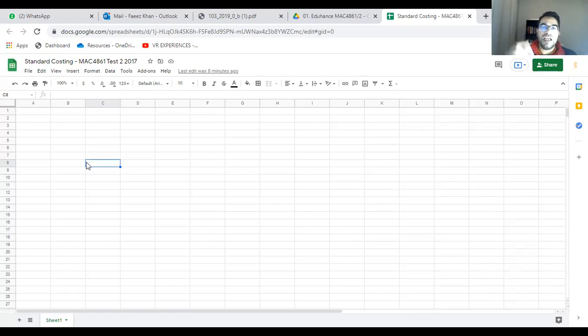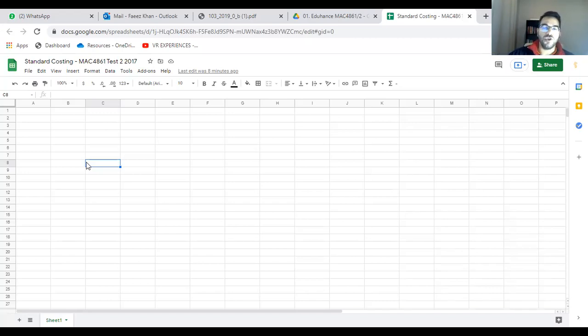But like we said, that variance will be broken down into two parts, a price variance and a quantity variance. So that is basically the purpose of standard costing, to set a budget and then to control. So you plan and then you control. So that is the purpose of standard costing.